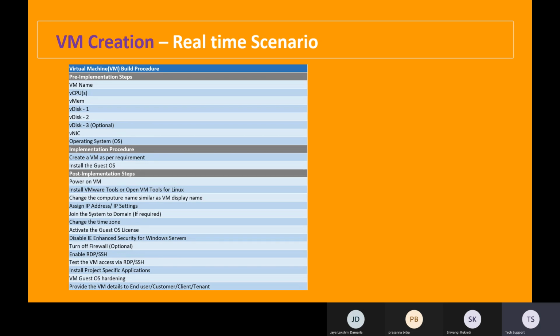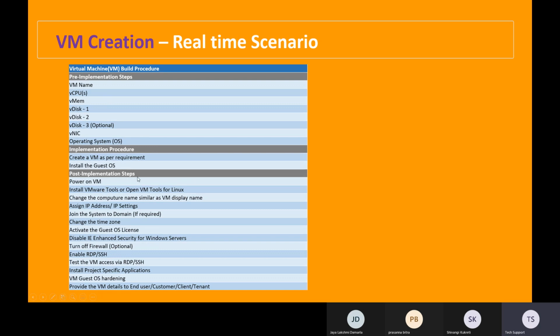It's Red Hat Enterprise Linux, in short form RHEL 8, or they are looking for the latest RHEL version, 8.5. So we need to gather these pre-implementation details before we start creating the virtual machine. The implementation procedure we are already familiar with. Yesterday we created one test VM. In the same way, create a virtual machine as per the requirement, and install the guest operating system, whatever the customer requested.